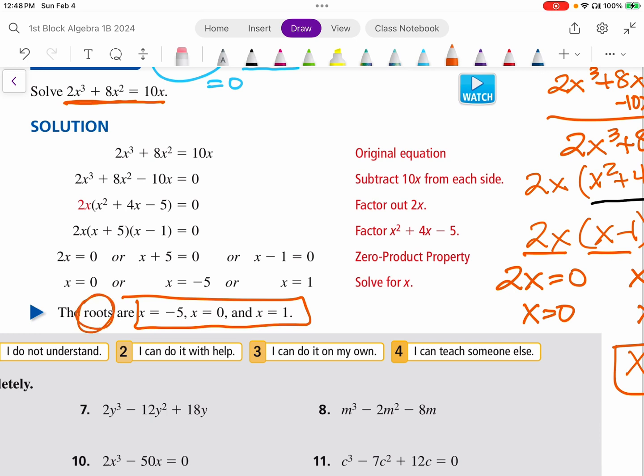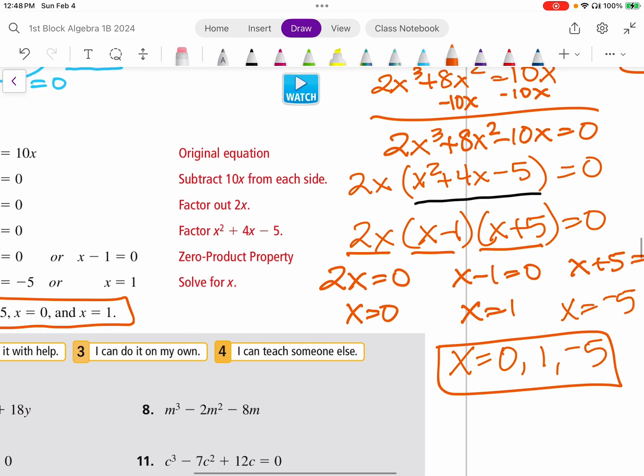And notice that it says the roots. Okay, we're going to be talking about that so much in the next chapter. Roots, zeros, solutions. They're also x-intercepts. Roots, zeros, solutions, x-intercepts.